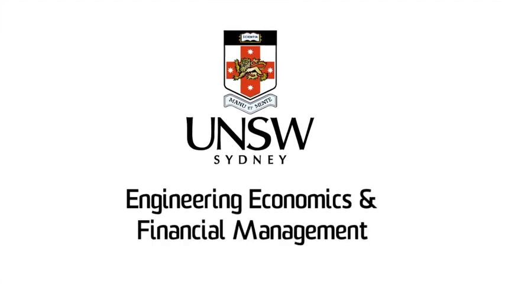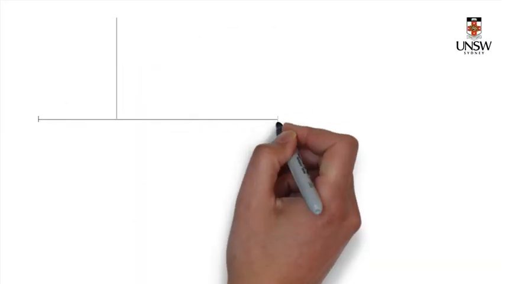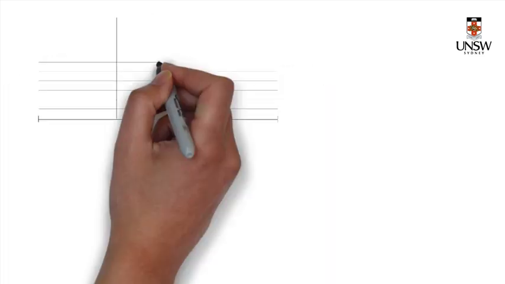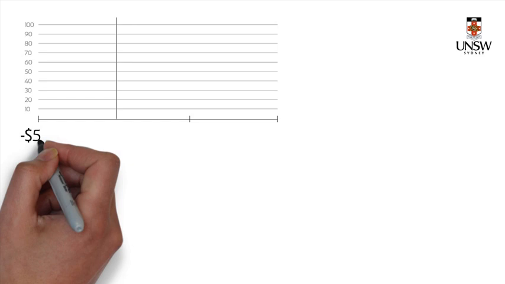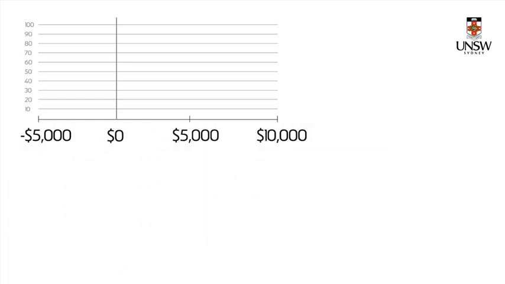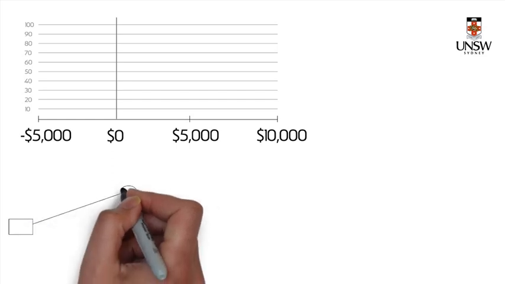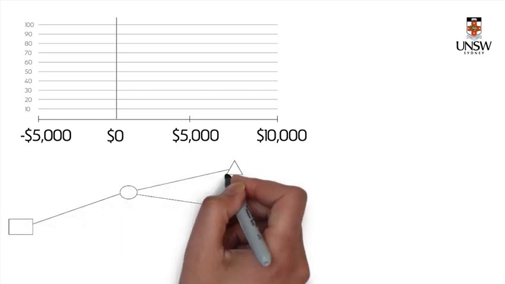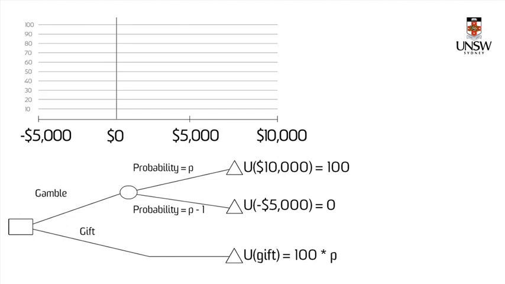How do you get a utility curve? Let's have some fun putting together our own utility curve. Let's say we're talking about the possibility of either losing $5,000 or gaining $10,000. When we're over here, we're talking about you getting an extra $10,000, and when we're over here, we're talking about you losing $5,000.